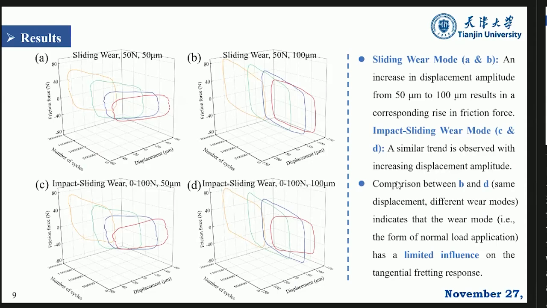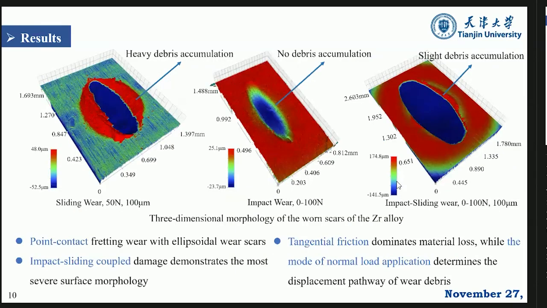We have the impact here, and we can check. Although we change the impact force, the result is almost the same. That means the normal direction load has limited influence on the tangent direction. Okay, that is not enough, so we want to check what happened on the scar on the surface.